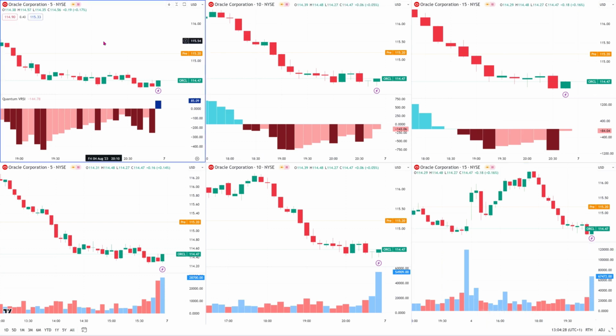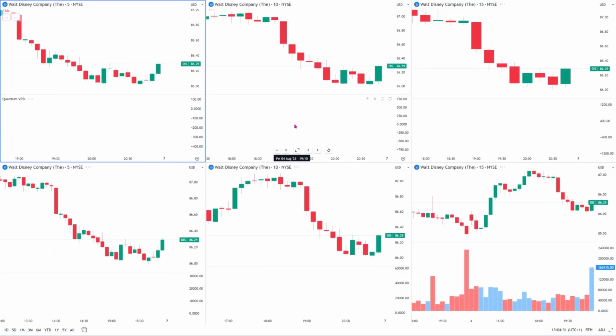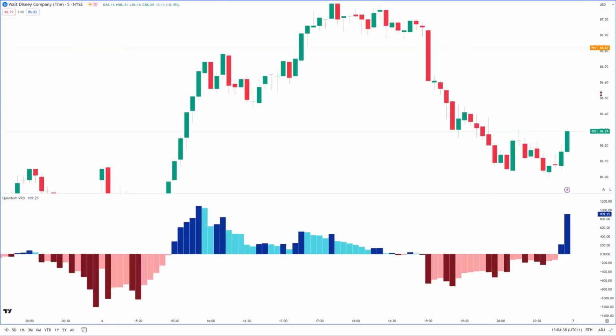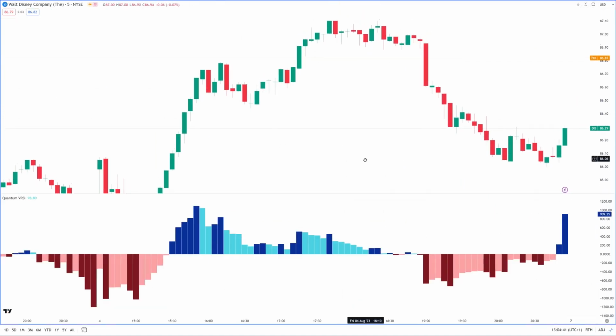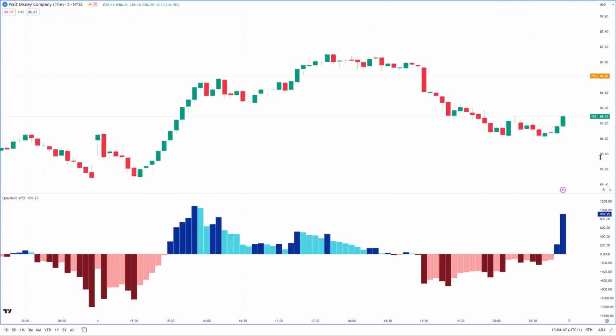Let's have a look at Disney, which is DIS. Go on to Walt Disney. There we are. Let's have a look at our 5-minute. Let's pop that up full size. Pull it down again. There we are. And again, very similar lessons here. Actually, the chart's fallen off the bottom there.